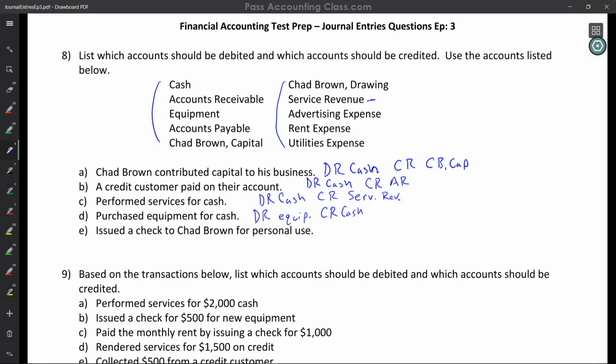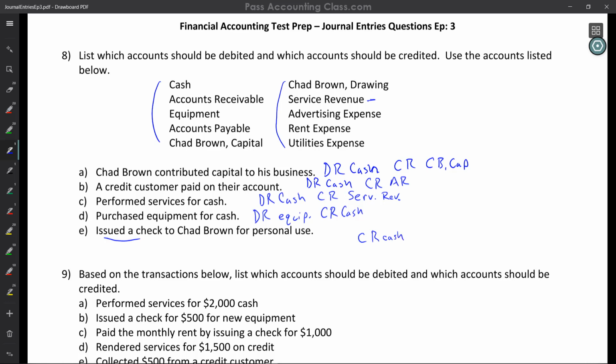For item E, it states issued a check to Chad Brown for personal use. So when we issue a check, that's another way to say we paid cash. So if we paid cash, we have less cash now than we did before. Cash is an asset. We decrease the balance of an asset by crediting it. So I know I've got a credit here of cash.